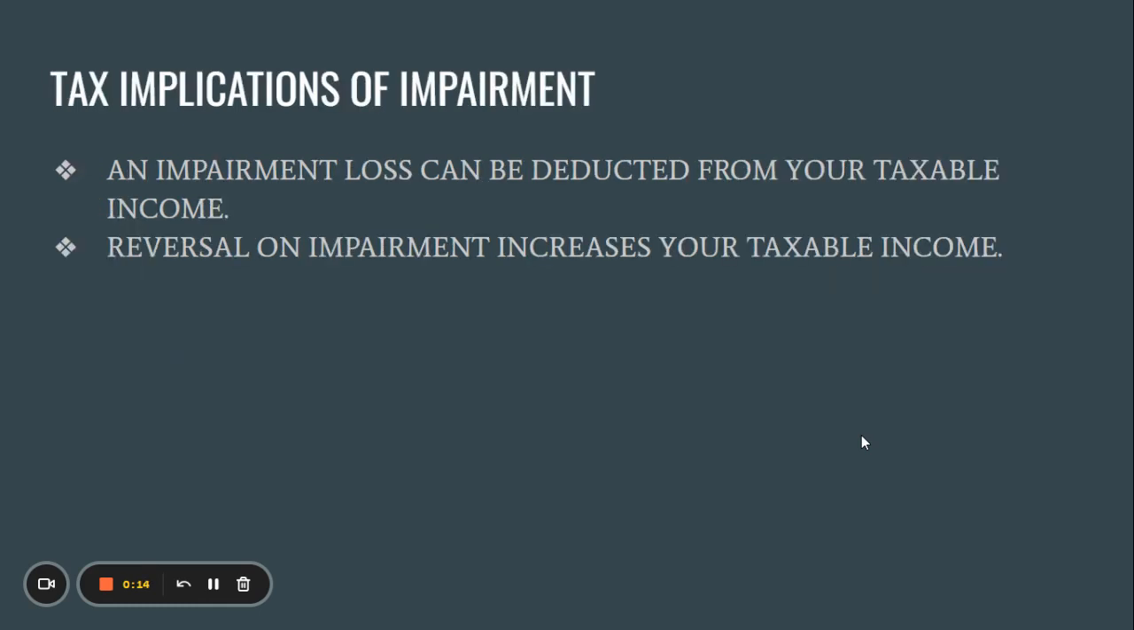The tax implications of the impairment is that an impairment loss can be deducted from your taxable income, while a reversal on impairment increases your taxable income.